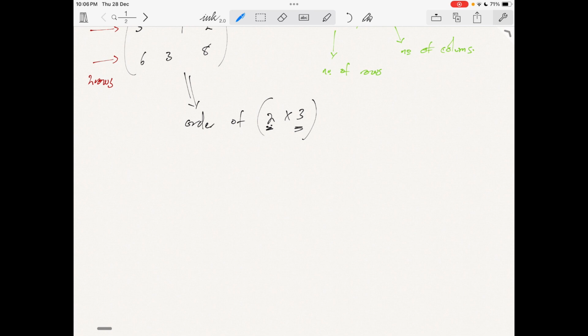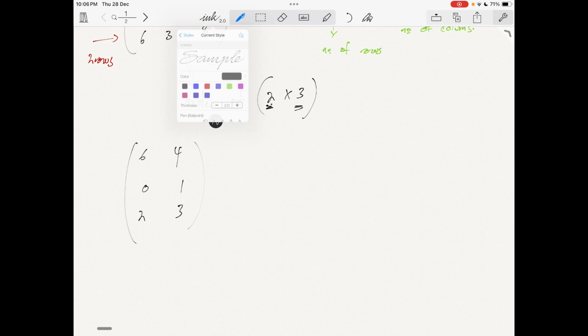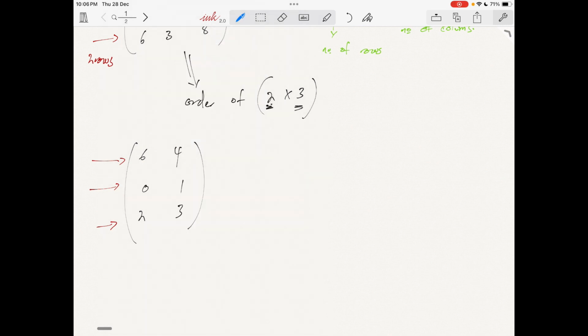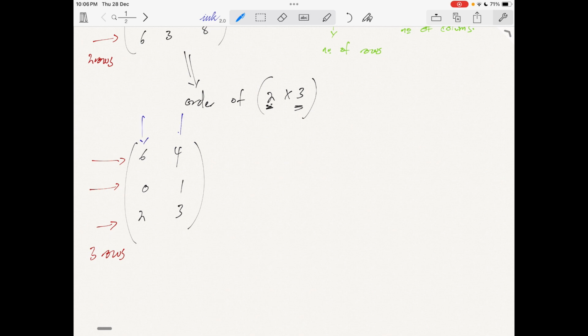Now if we look at another matrix, let's say 6 4 0 1 and 2 3, we'll notice that we have 1 2 3 rows, 3 rows, and 1 2, 2 columns. So in that sense the order of the matrix is 3 by 2. It has 3 rows and 2 columns. So it is very, very important.